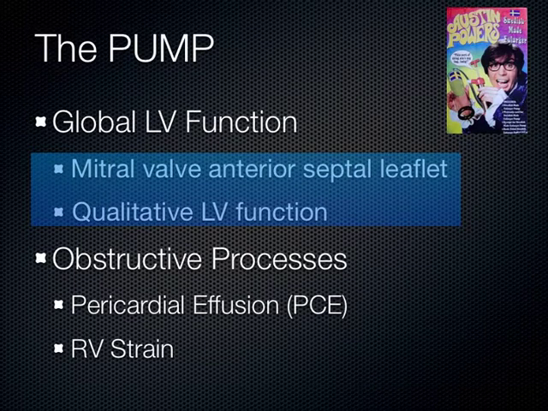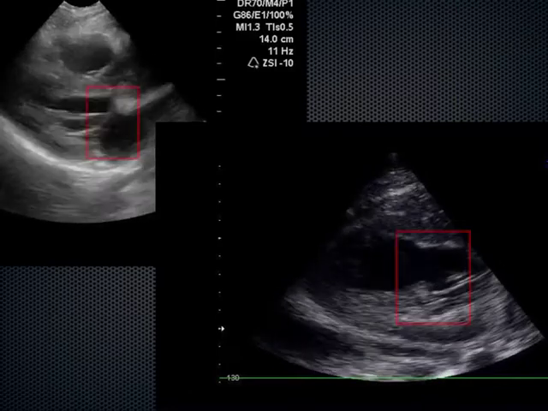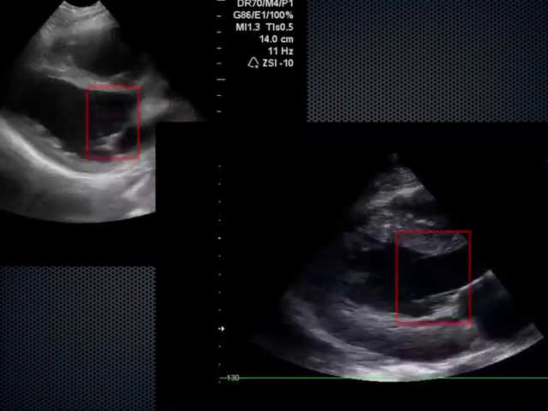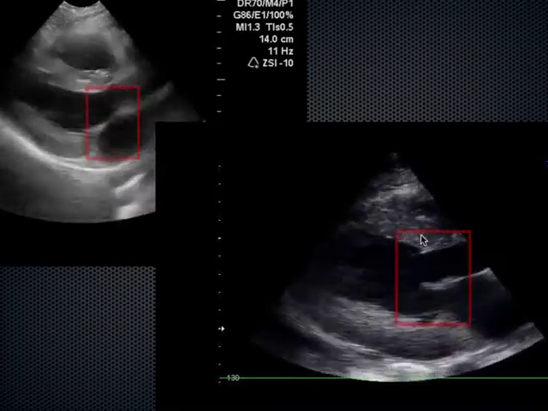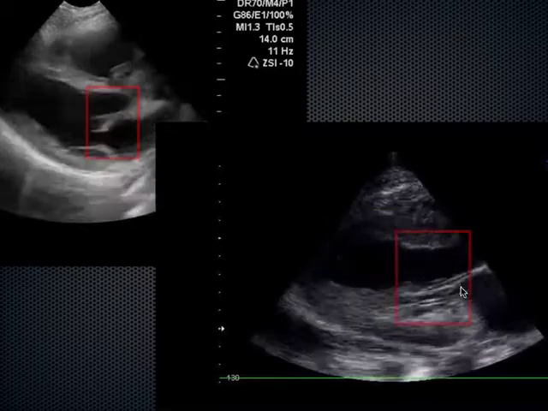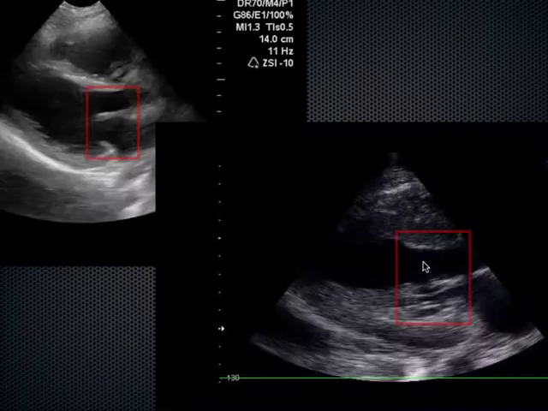Well, I mentioned that with the global LV function, it's good to look at the mitral valve, the anterior septal leaflet of it, and also at the qualitative LV function. And just to pull this up for you here, we can see two patients' hearts. One of them is quite abnormal, and the other one is normal. And I think it's probably pretty easy for you to see that this mitral valve here is actually not coming up and smacking into that septum at all.